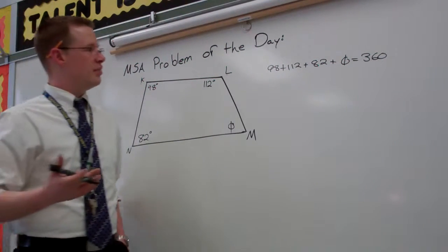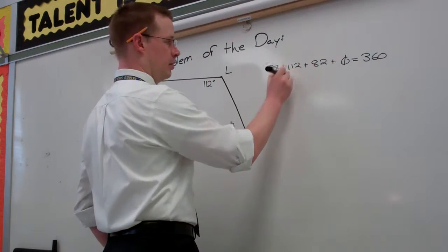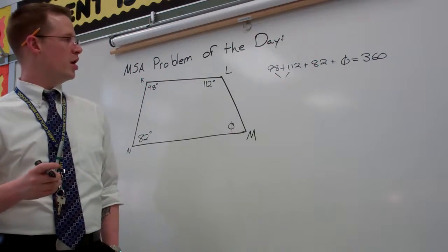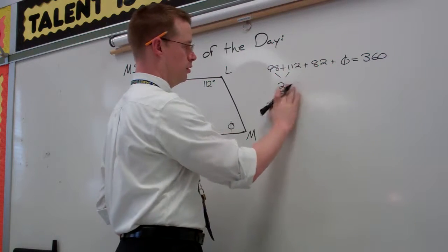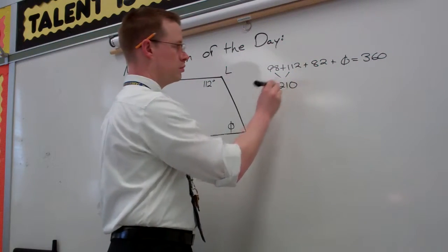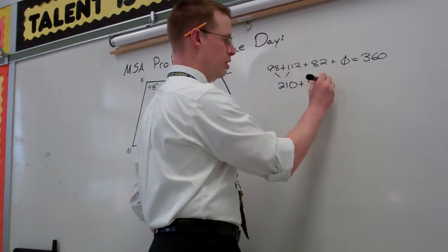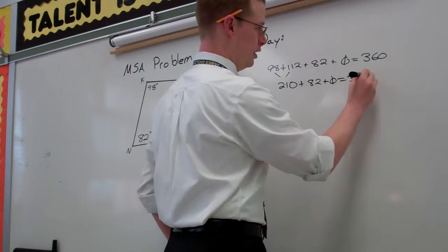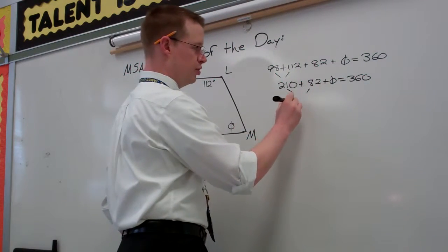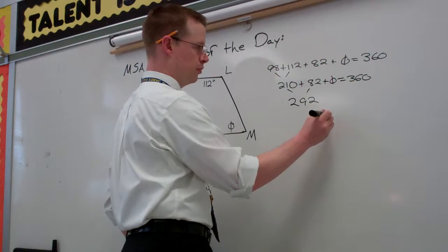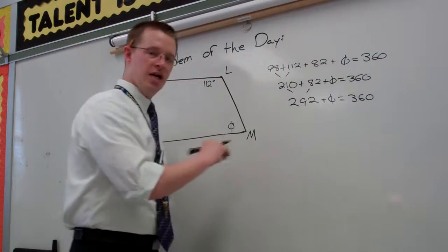It's technically a one-step equation because I can simplify all this stuff down. If I have 98 plus 112, I get 210, maybe. 210, so I can just carry everything down. 210 plus 82 plus θ equals 360. Then I can add these two together. 210 plus 82 is 292. Plus θ equals 360. Now we're down to my one-step equation.